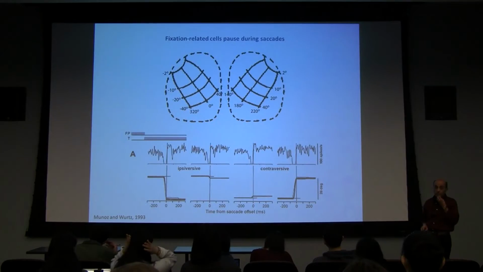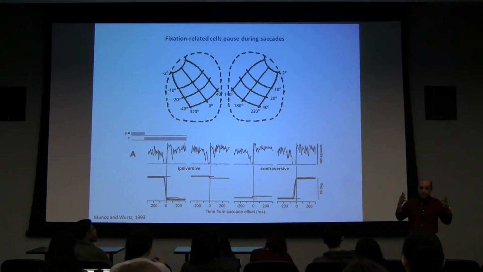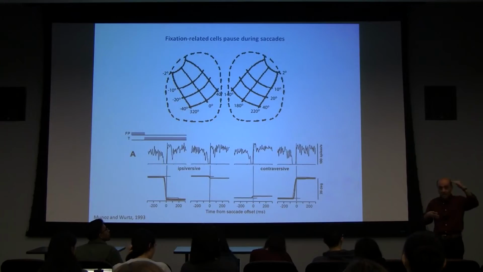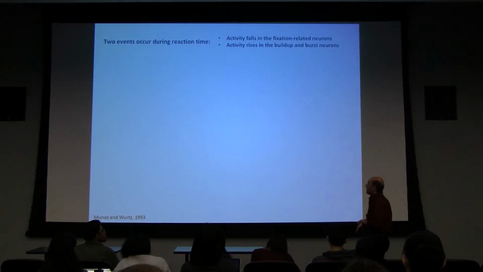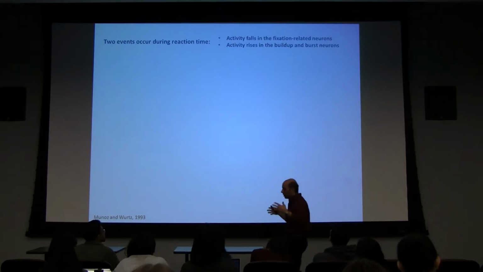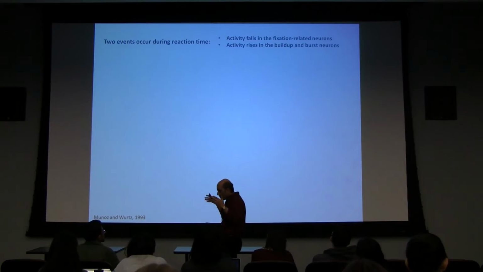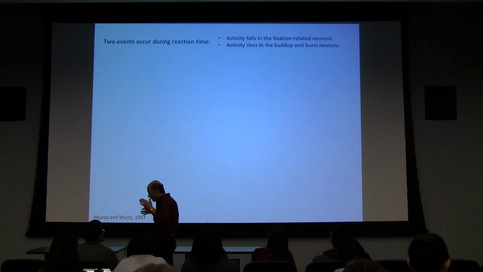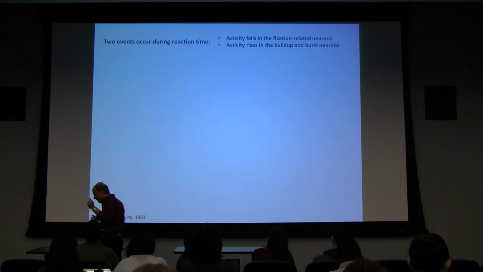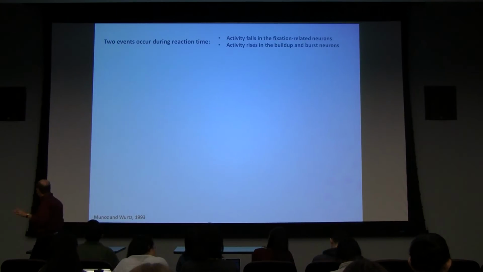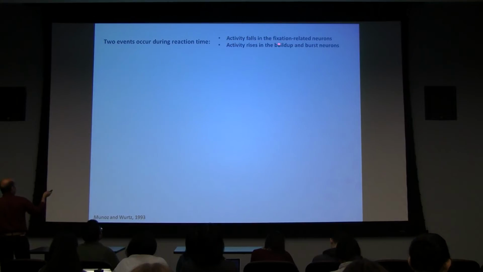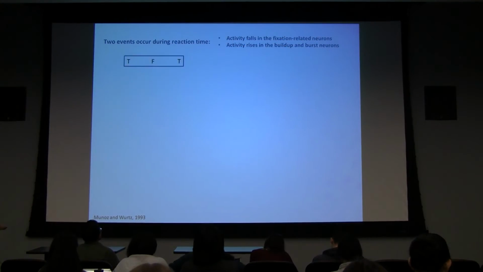Okay? So it's like the utility of the action. If it's high, I'm not going to move. I've got to shut down before you're allowed to change position, to move to some other location. So two events occur during what we call reaction time. In that 200 milliseconds before you decide, okay, I'm going to move my eye over there, the activity falls in the fixation-related neurons and the activity rises in the build-up and burst neurons.